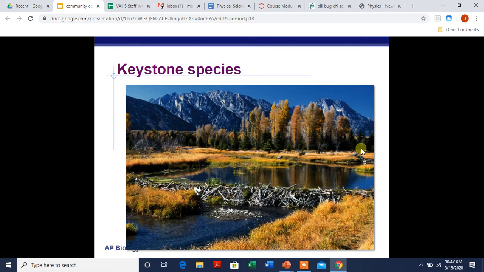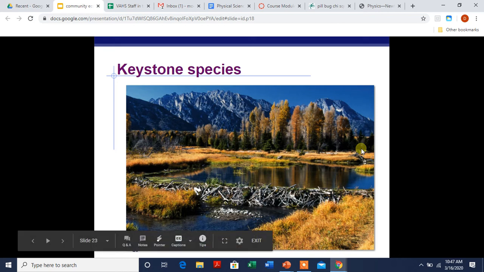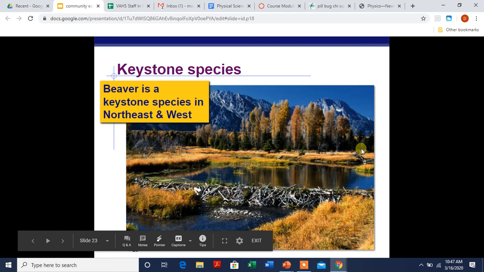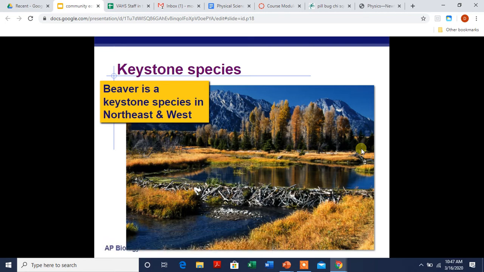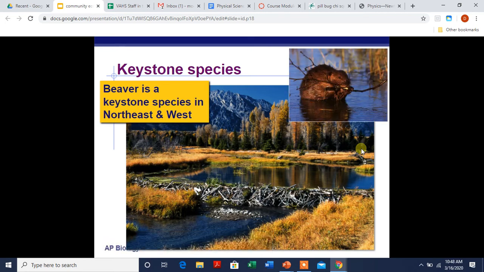There are many other examples of keystone species, and one that I want to bring up, as this dam alludes to, is beavers. The beaver is a keystone species in the Northeast and the West. There's a little picture of the beaver right there.